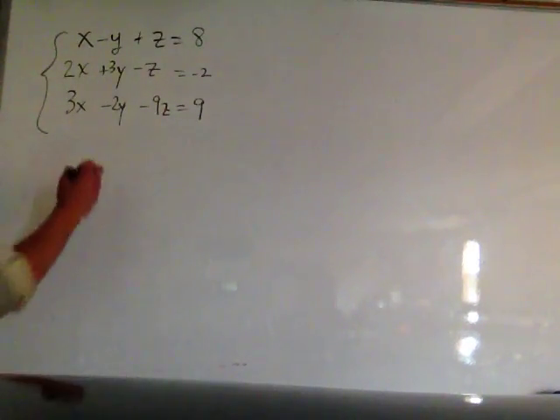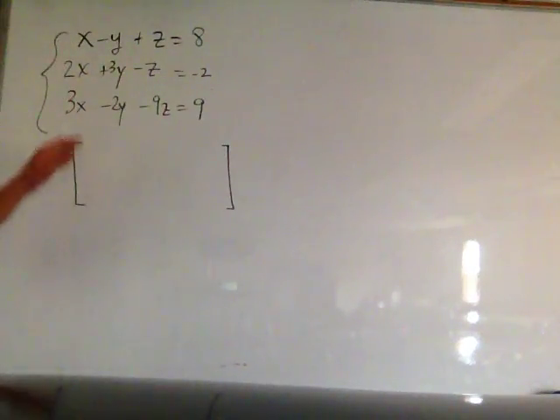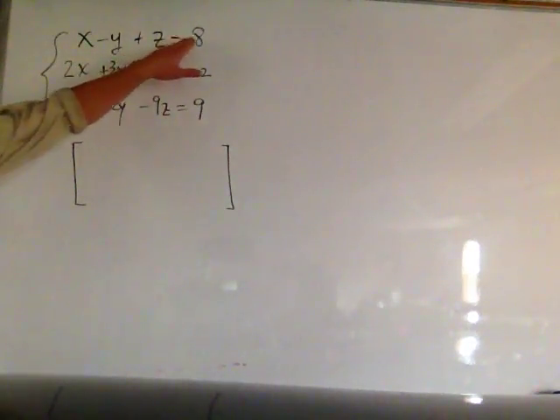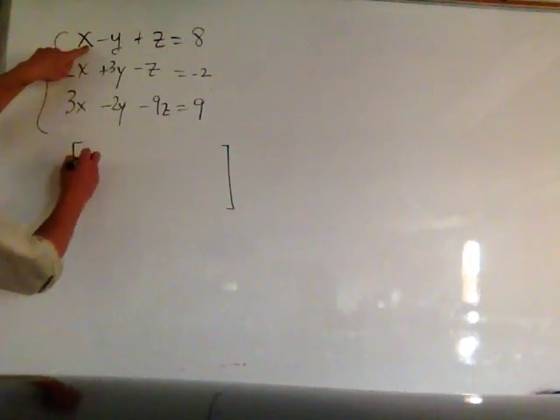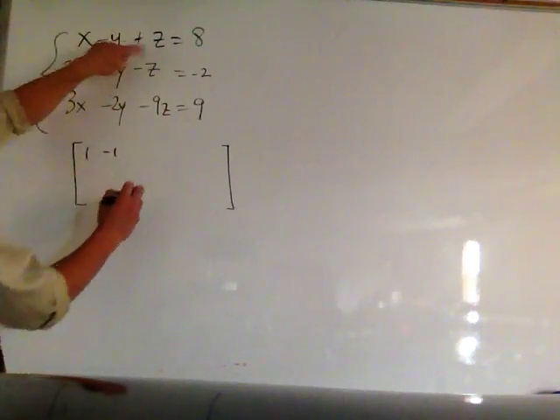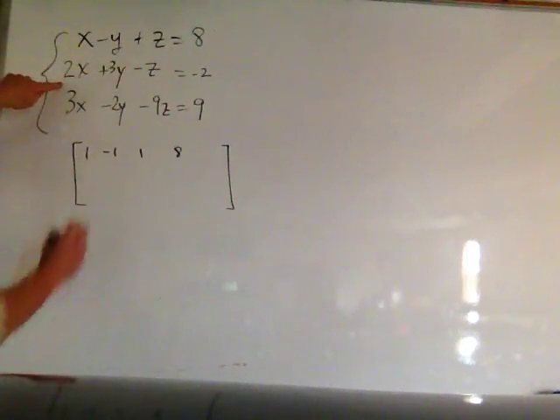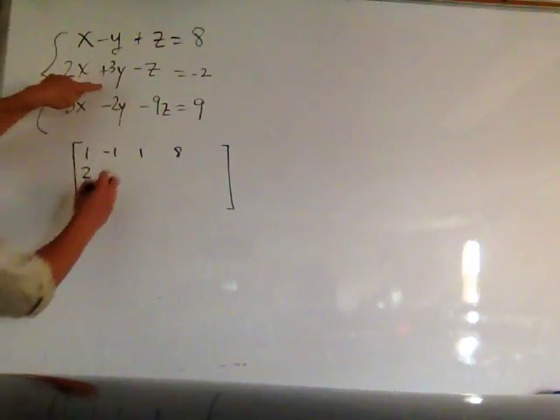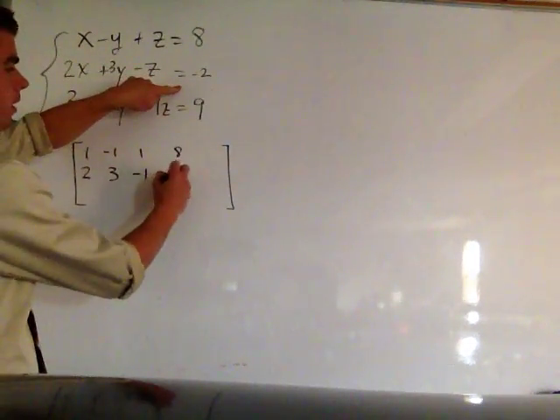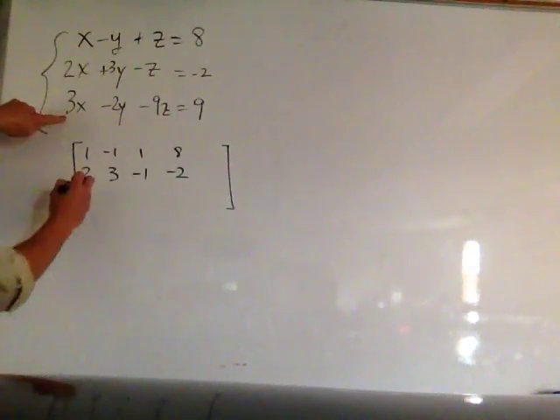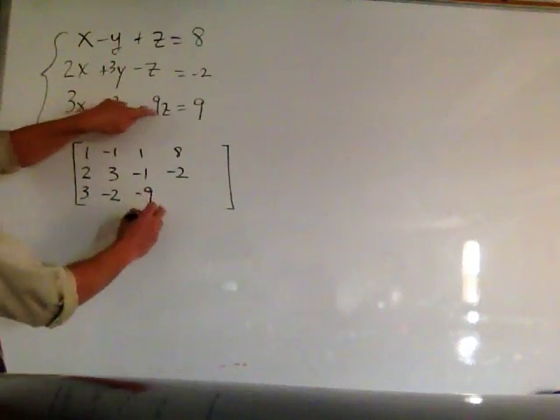And we're going to make an augmented matrix. An augmented matrix simply means that you're keeping track of both the coefficients as well as what the solution is to that particular problem. So in this case I have 1x, I have negative 1y, I have 1z, and my solution is 8. In this particular row, I have 2 x's, I have 3 y's, I have negative 1z, and I have negative 2 as the solution. And in this row, I have 3 x's, negative 2 y's, negative 9 z's, and 9 is my solution.